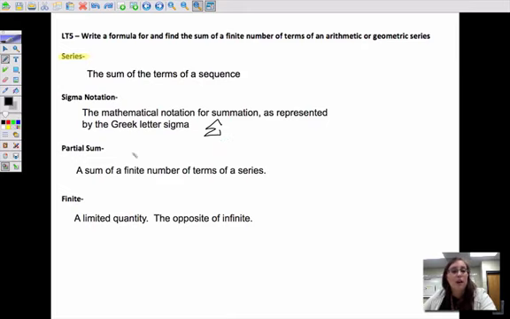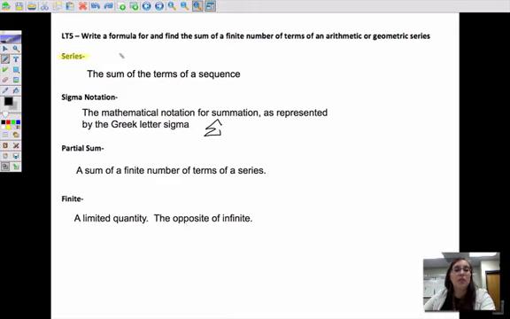The partial sum is when we're asking you to find the sum of a finite number of terms in a series. And what does finite mean? It means a limited quantity, or the opposite of infinite. So even though a sequence goes on infinitely, sometimes we'll just ask you to find the sum of a finite number of the terms. So we find the first 5 or the first 10 or the first 15 or something like that.